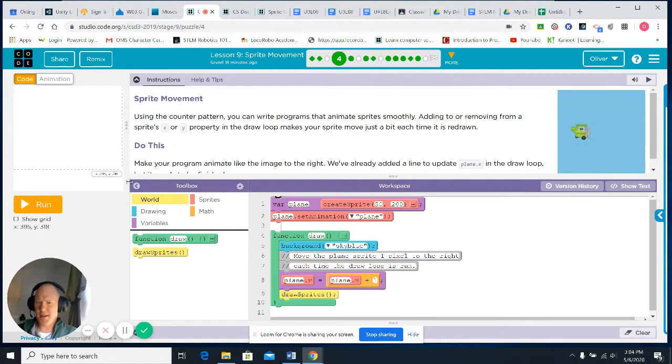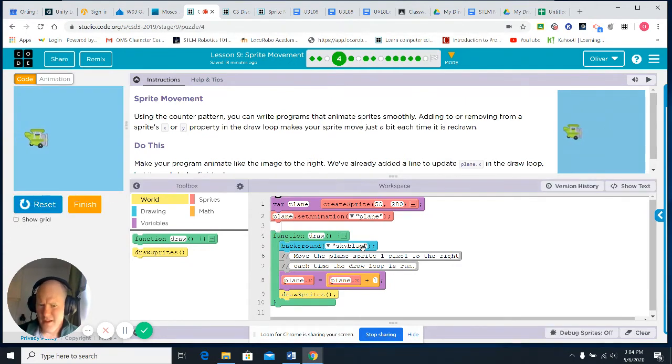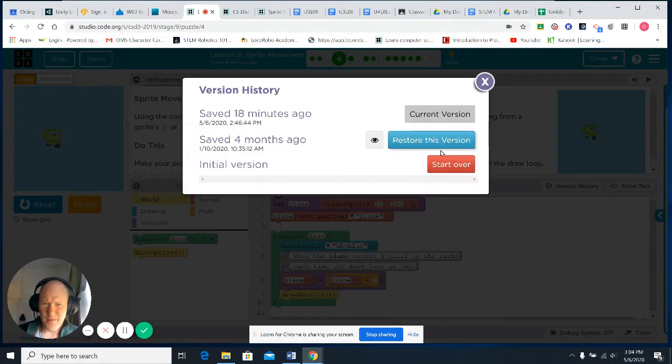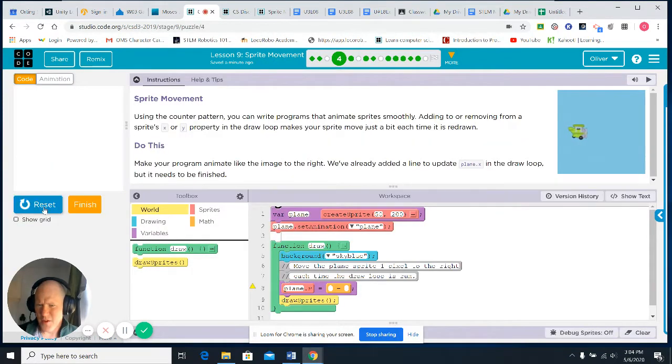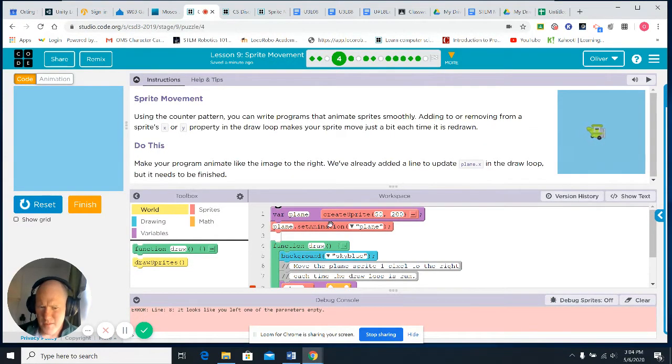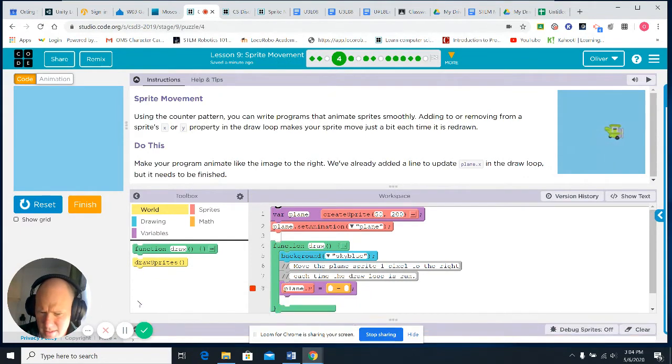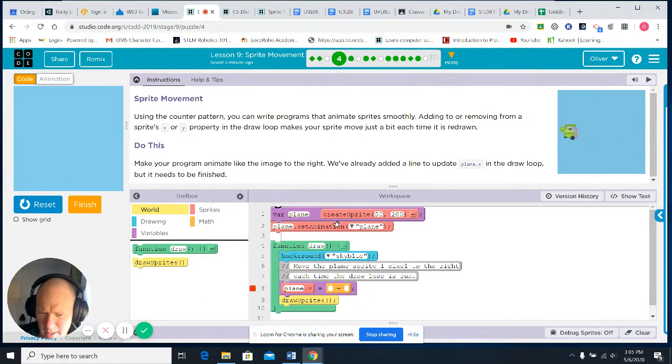So the next one is getting this airplane to fly to the right. Can run it. All right. So what you have looks a little bit different than mine. Let's take a look at this. So I run it. There's no airplane. It doesn't show up. It gets created. Plane equals create sprite. Plane set animation plane. Background is blue. Plane x equals blank plus blank.